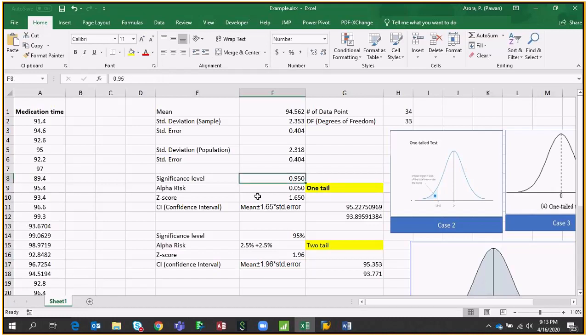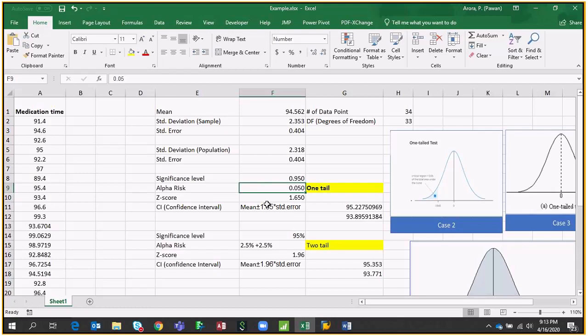I hope most of you are from Lean and Six Sigma. In Lean and Six Sigma, whenever we do hypothesis testing, we use these kind of terms called standard error, confidence interval, and most of the people don't know what this is. So that's why I'm making this video. Now, if you are from Lean and Six Sigma, definitely you will know the alpha risk, which mostly we consider as 0.05 or 5%.